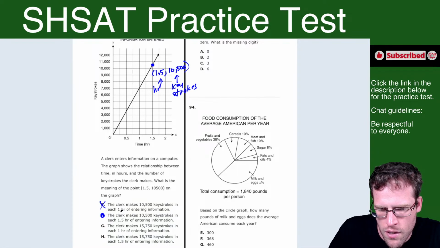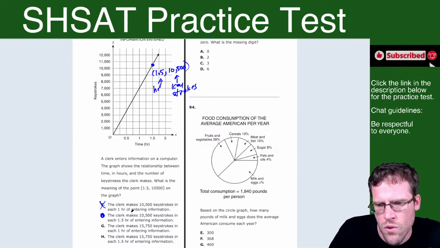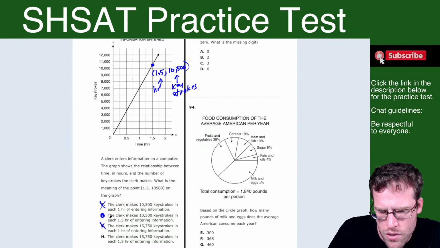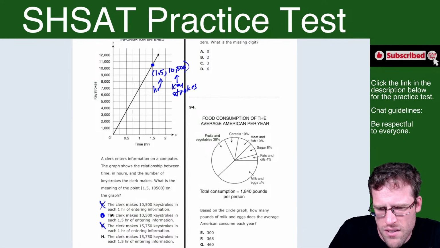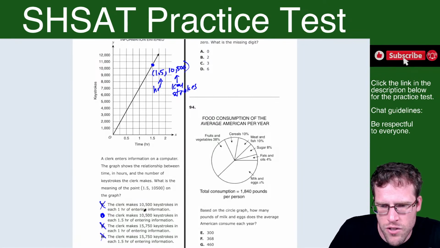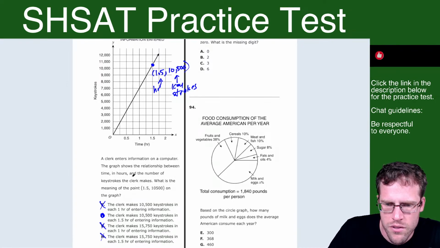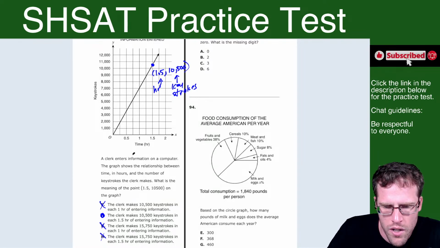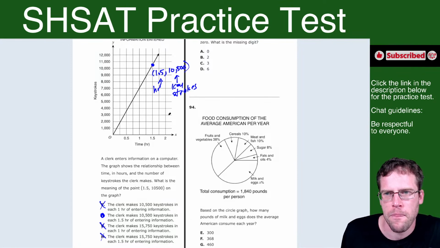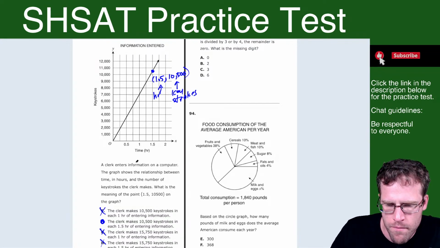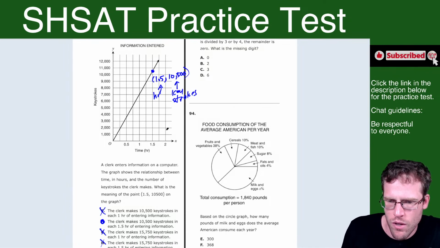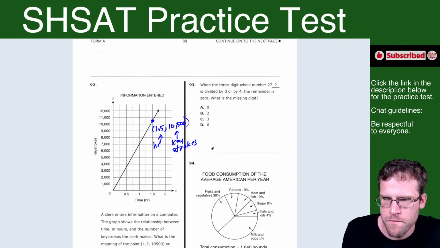The clerk makes 15,750 keystrokes in each hour. No, they don't. In each 1.5. No, that also is no good. Too much. Yeah, so this one, they make 10,500 keystrokes. Because remember, the y-axis is keystrokes, and the x-axis is hours. So they make 10,500 keystrokes in each 1.5 hour of entering information. That is the rate. Okay, it is directly proportional. See how it's a straight line? So that's why it's a proportional relationship.